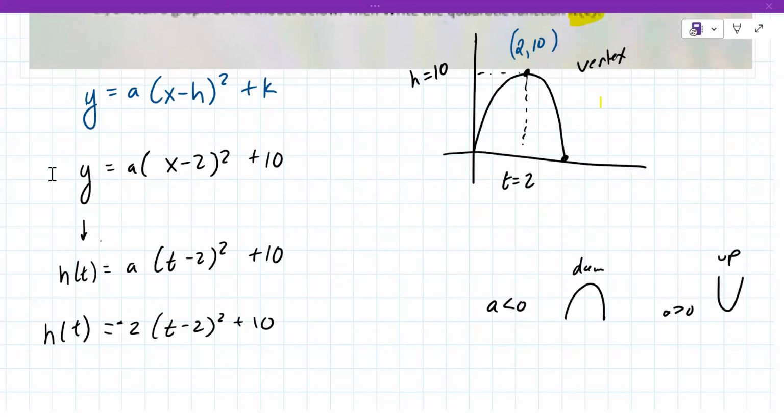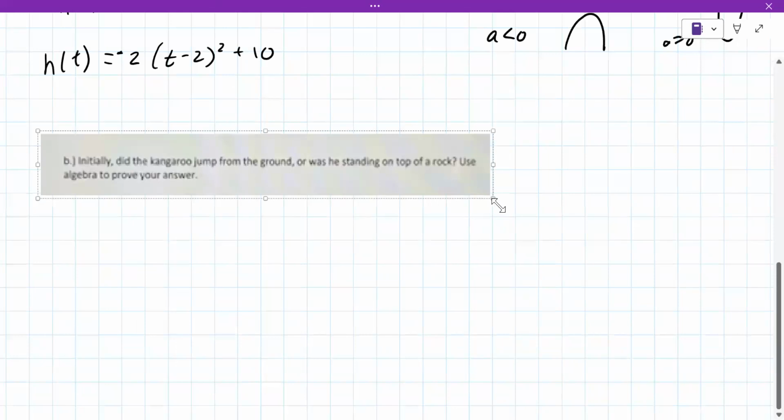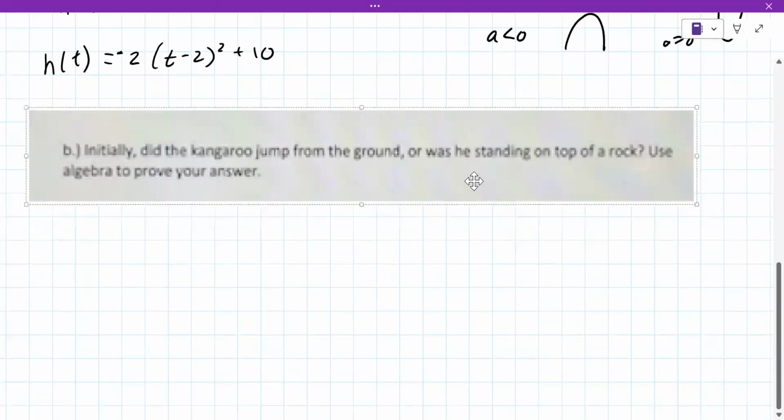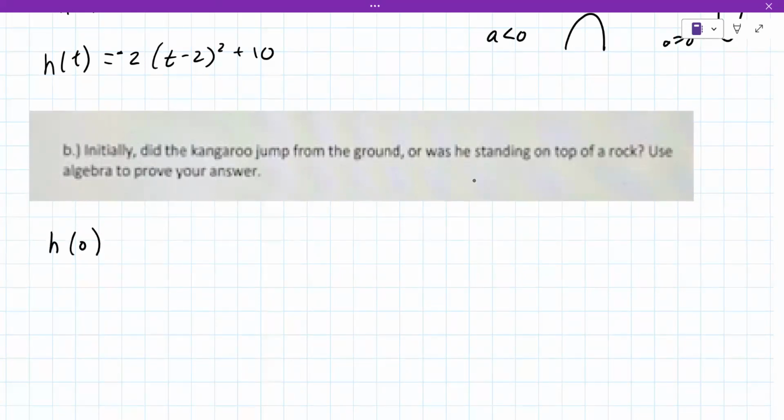All righty, so now let's take a look at part B. It says, initially, did the kangaroo jump from the ground or was he standing on top of a rock? And you're supposed to say, well, I don't know, I wasn't there. How am I supposed to figure that out? But we can, through some algebra, answer this question. They're basically asking, what is the height when t is 0? If he's on the ground, then the height would be 0. If he's not on the ground, the height will be something else.